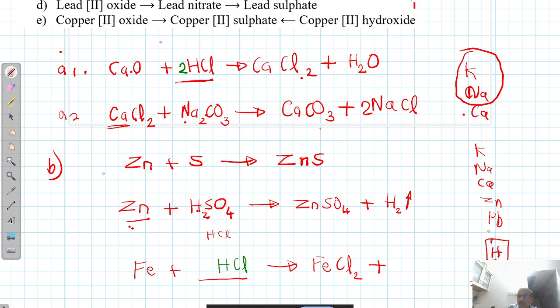Because iron is also above H. This is also the same, an active metal and a dilute acid, then it will give FeCl2, and what comes out here? Naturally H2 will come out here in the gaseous form.